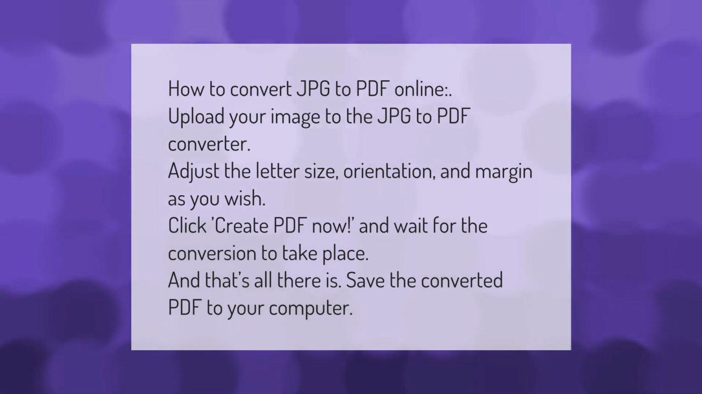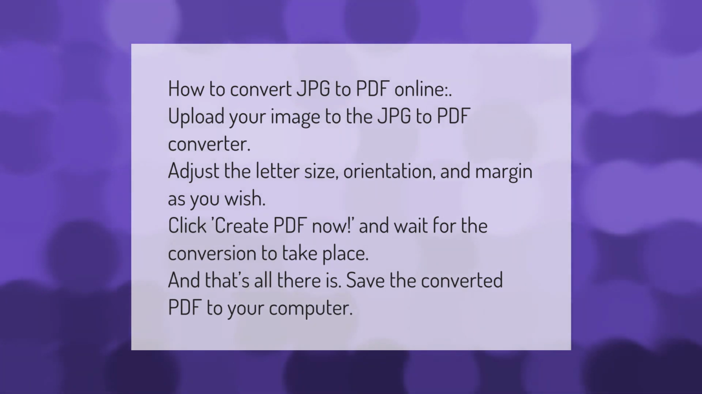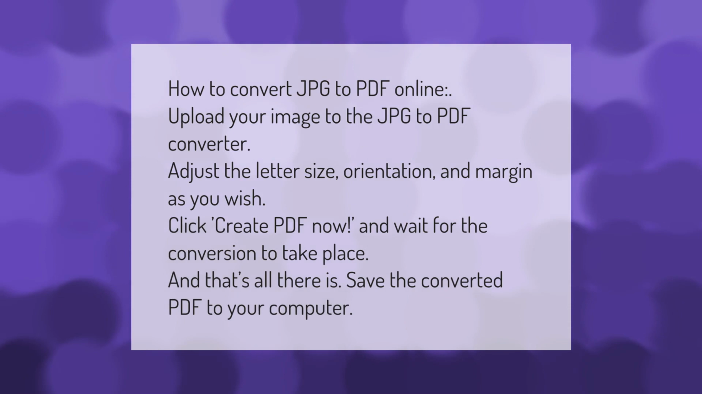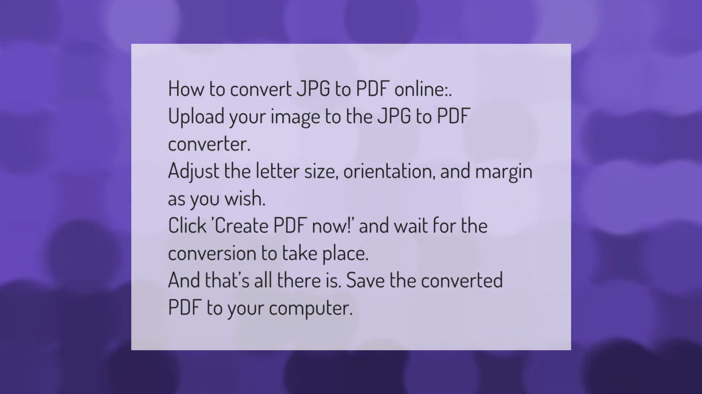How to convert JPG to PDF online. Upload your image to the JPG to PDF converter. Adjust the letter size, orientation, and margin as you wish. Click Create PDF Now, and wait for the conversion to take place. And that's all there is. Save the converted PDF to your computer.